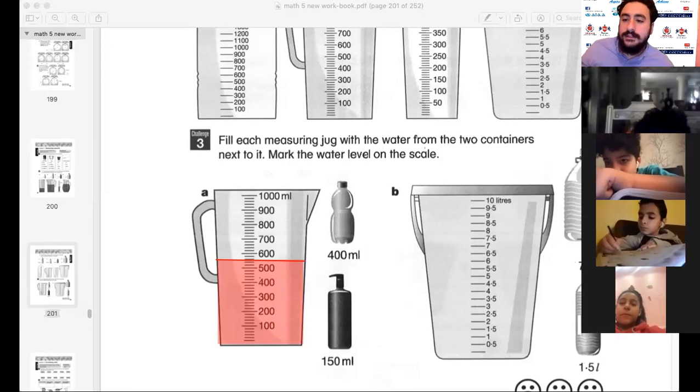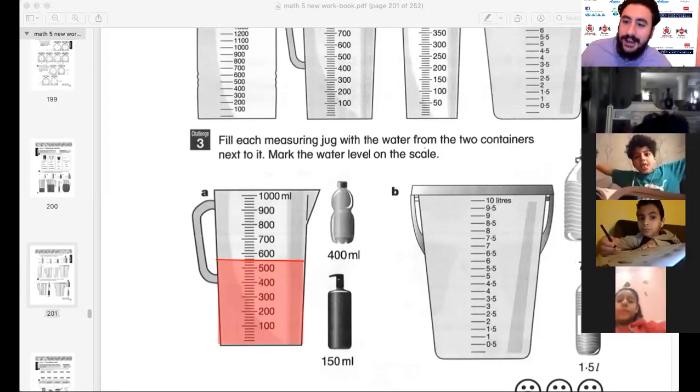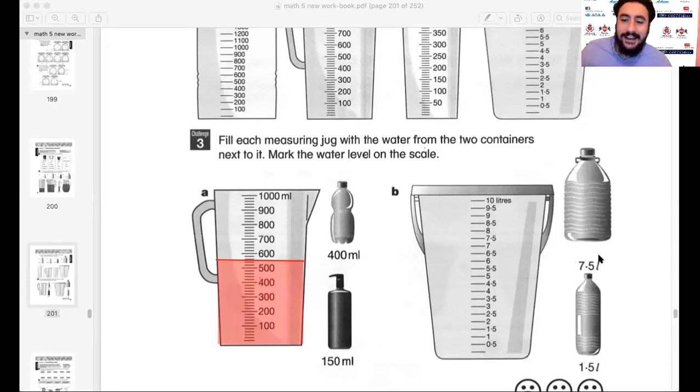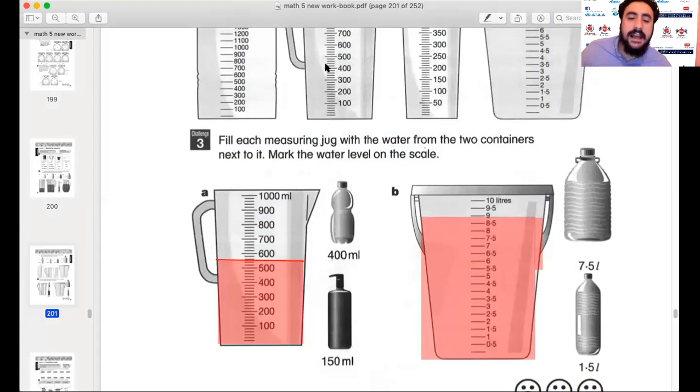So who can tell me what is 7.5 plus 1.5? Okay, Ahmed Shams. 7.5 plus 1.5, it's going to be what? 9. Yeah, 9. So 9 liters. Where is 9 liters? Right here. So from here, and then draw something like that. So it's going to be up exactly here. Okay, that's it, guys. So according to challenge number 3, all you need to do is just add them together.